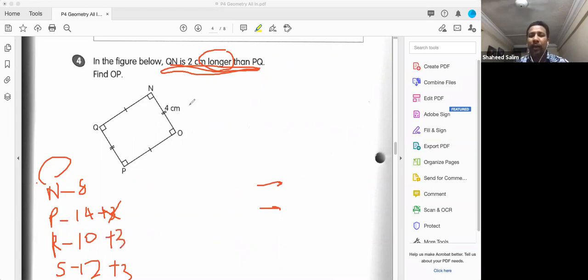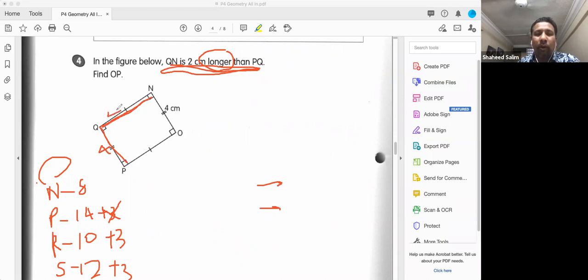Okay, now, they say QN is 3 cm, 2 cm longer. So now down here, QN is 2 cm longer than what? Yes, PQ. PQ is here what? PQ is 4 cm. How do we know? Opposite sides are the same, right? Rectangle. So this one is 2 cm longer than here.